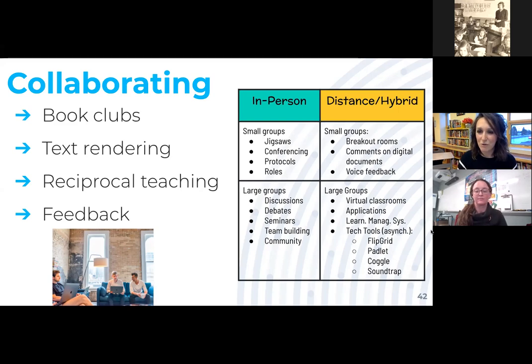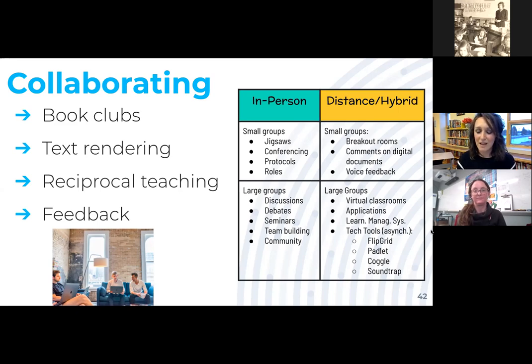They can even provide voice feedback, which we saw in session two with a few of those tech tools. In the large group, we can host virtual classrooms, just like we're doing here with our Zoom. Students can work together in shared applications. A lot of the Google Suite applications are collaborative. Some schools have learner management systems that students can collaborate in.